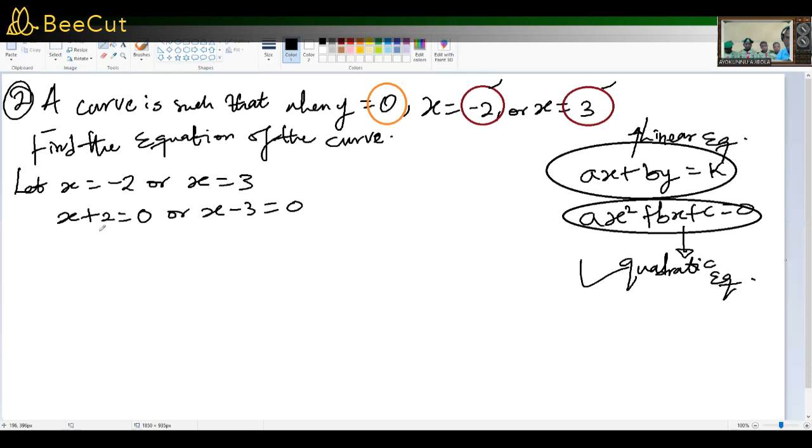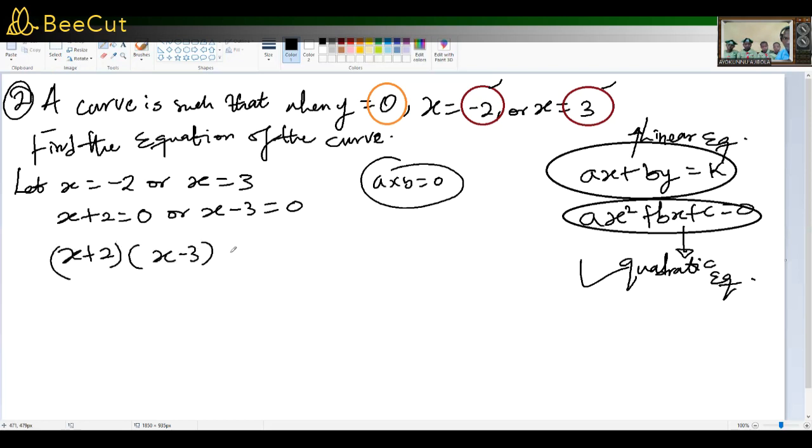Now, if you have a times b equals 0, under what condition can a times b equal 0? Either a is 0 times a number to give us 0, or b is 0 times a number to give us 0. So that is what we're saying, that x plus 2 into x minus 3 must be 0. Because either x plus 2 is 0 times what is not 0 to give us 0, or x minus 3 is 0 times what is not 0 to give us 0.